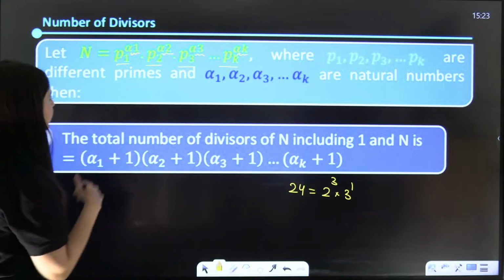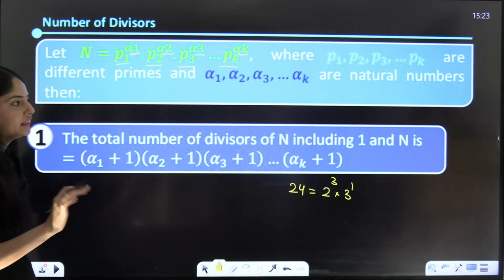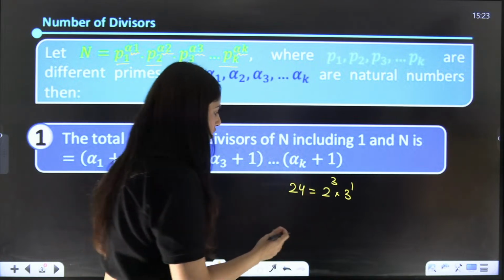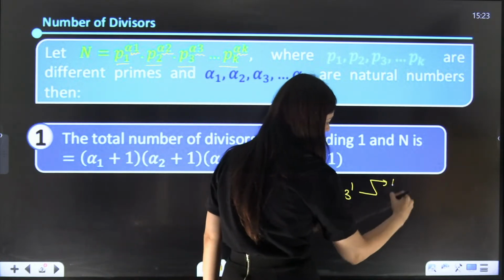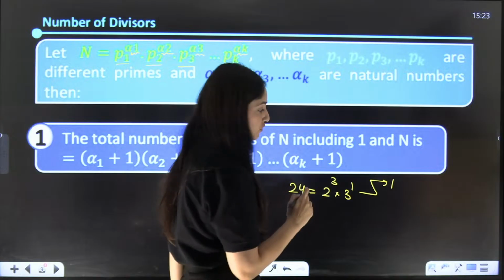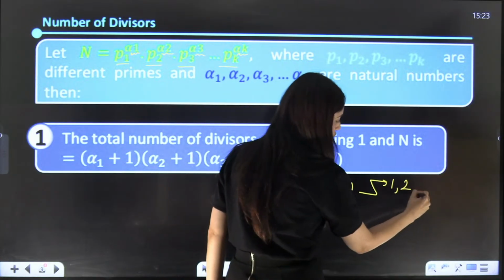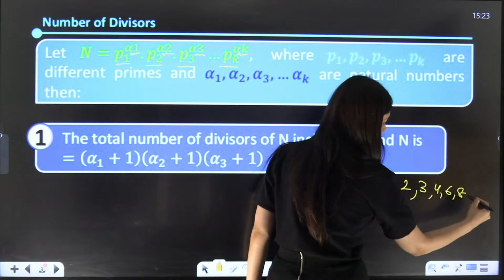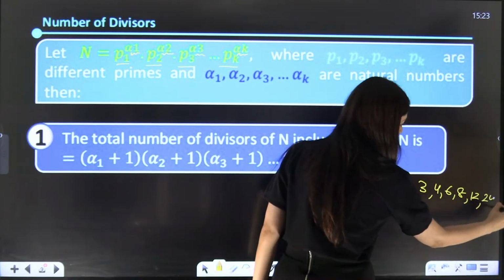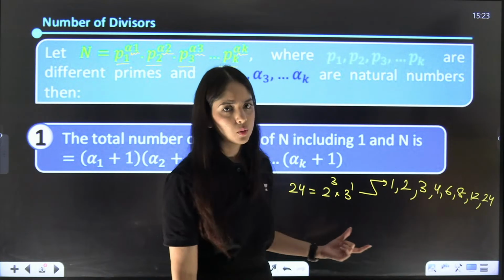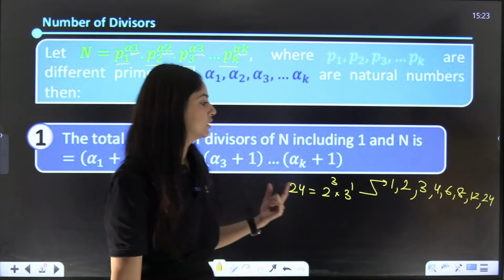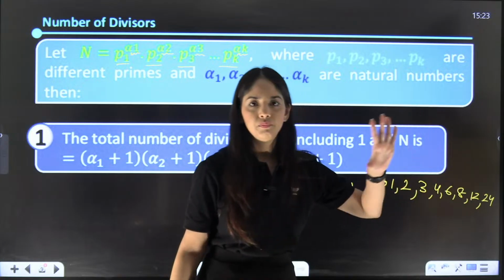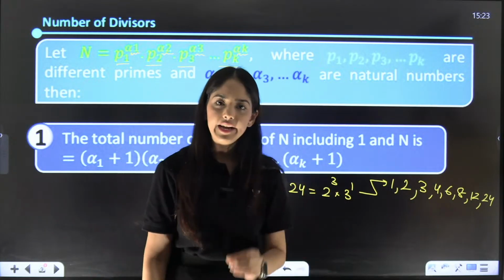Now, if we need to calculate the number of divisors of 24. What are the divisors of 24? It's 1. 1 also divides 24. Then 2 divides 24. 3, 4, 6, 8, 12 and 24. Now 24 is a small number. We can calculate the number of divisors: 1, 2, 3, 4, 5, 6, 7, 8. In total we have 8 divisors.